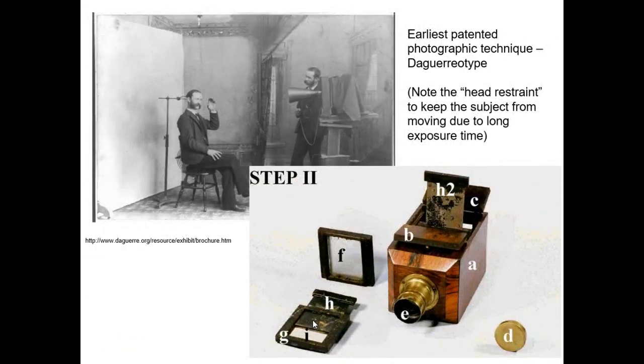The first patented photography technique, patented in 1839, was named after its inventor, Jacques-Louis Daguerre, so we call it the daguerreotype. The daguerreotype essentially is made using a camera obscura, but inside of that would be a piece of metal coated with silver iodide, and that is the surface that the image would be captured on.